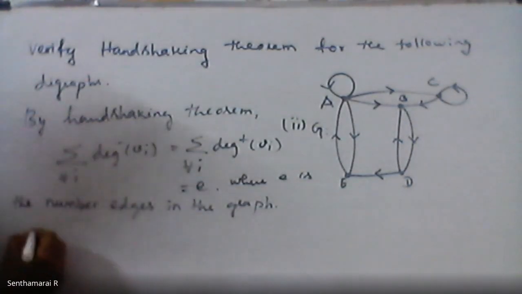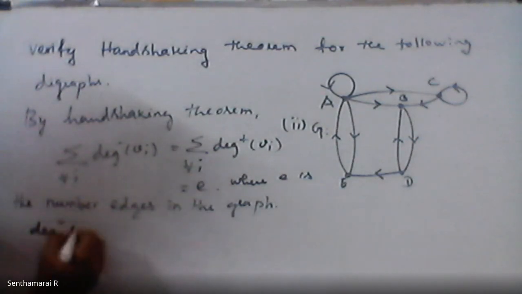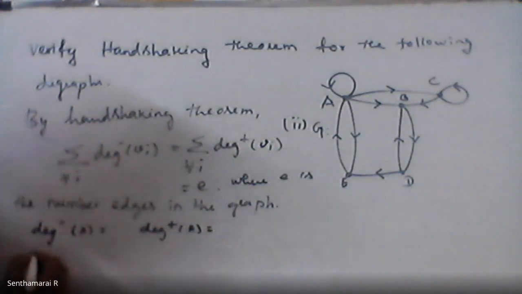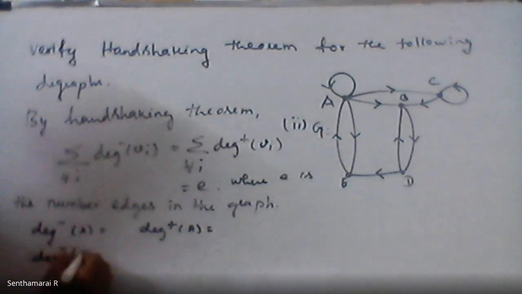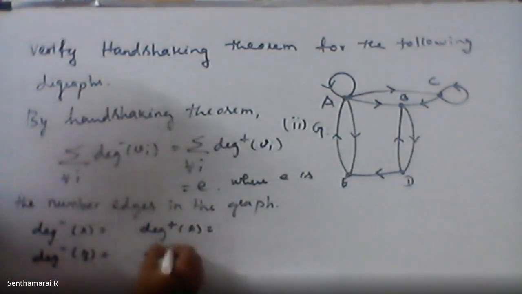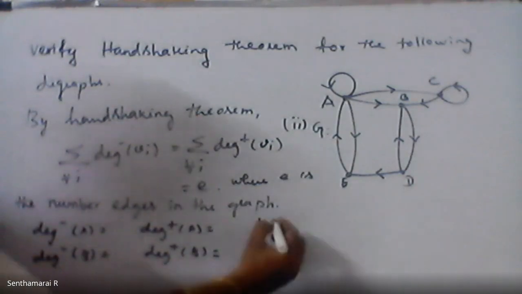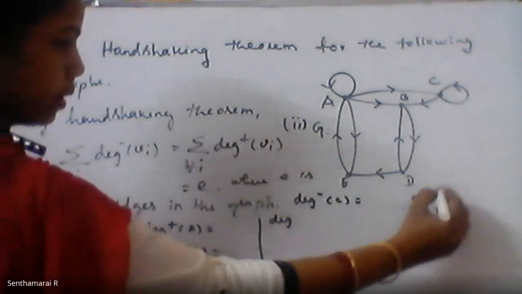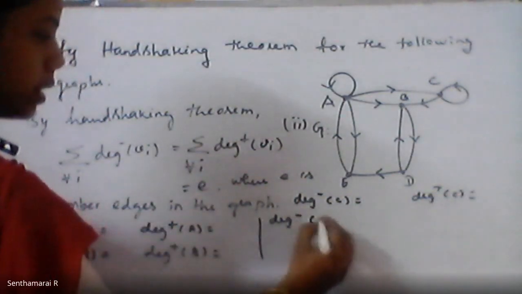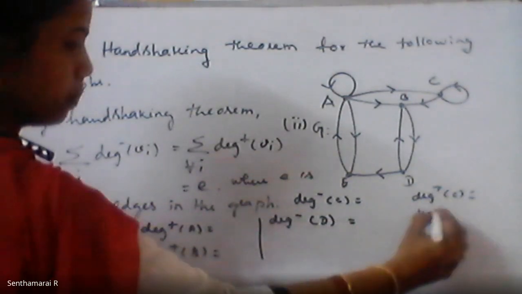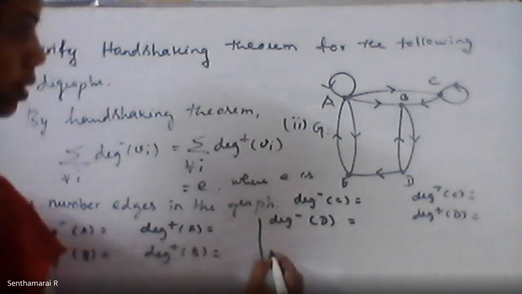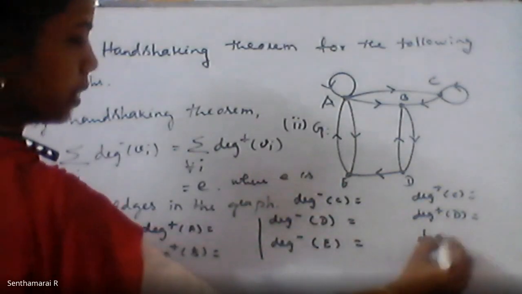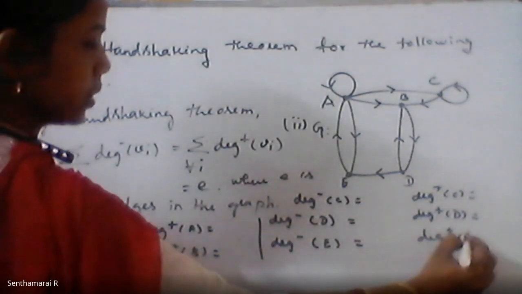Degree minus of A, degree plus of A, degree minus B, degree plus B, degree minus C, degree plus C, degree minus D, degree plus D. See, one more vertex we have for that. Now you tell me the in degree and out degree of all vertices. Can you tell me yourself?